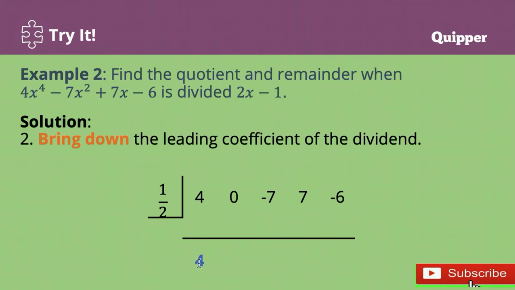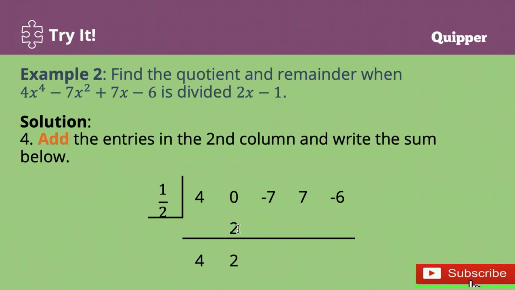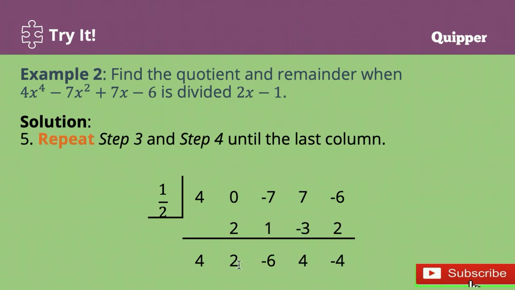Then start by bringing down the leading coefficient of the dividend. We have 4. Next is multiply the first coefficient 4 by the number in the division box, which is 1/2, and write the product below the second coefficient. Then after that, we are going to add the entries in the second column and write the sum below. 0 plus 2 is 2. Then multiply again, repeat step 3 and step 4 until the last column.